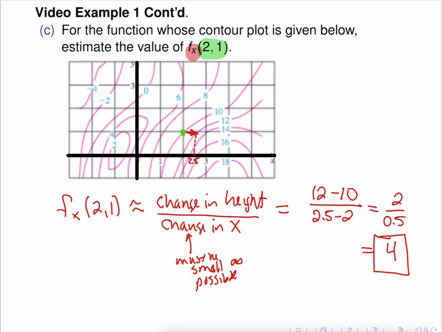Notice that as I move in the positive x direction, I'm moving from contour 10 to contour 12, so I'm definitely going uphill, and I should get a positive answer. That's really easy to check, so it's a good idea, if you're estimating the derivative with a table, a contour plot, or even a picture, to check whether you're going uphill or downhill. If you're going uphill, the partial derivative should be positive, and if you're going downhill in that direction, the partial derivative should be negative.